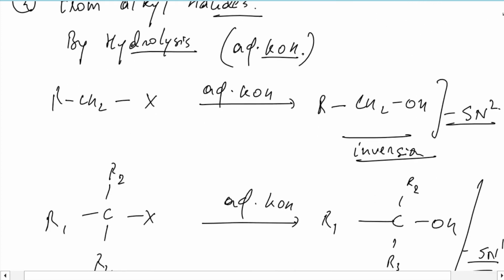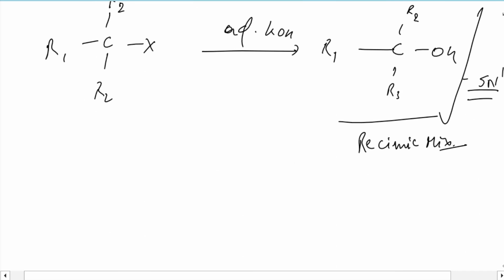So that's about preparation from alkyl halides. That we know, what will happen if it proceeds by SN1, and if it's proceeding by SN2, then what will happen. Next is from carbonyl compound.